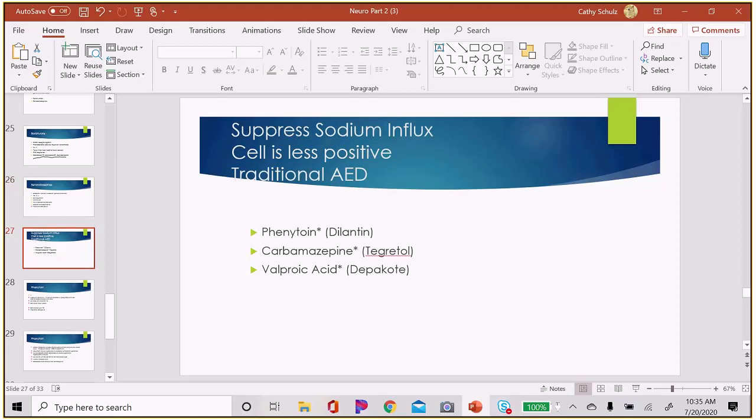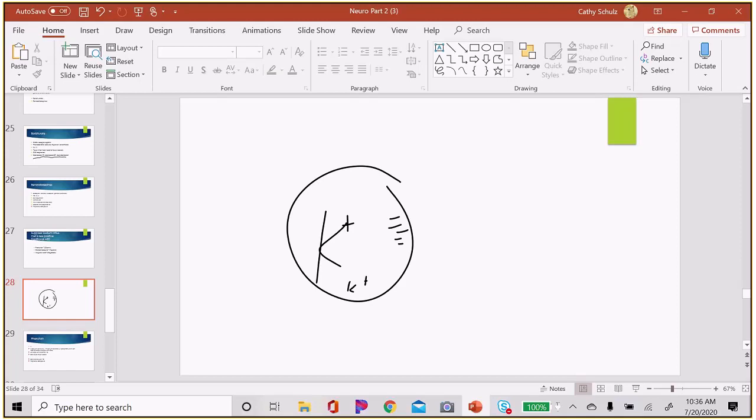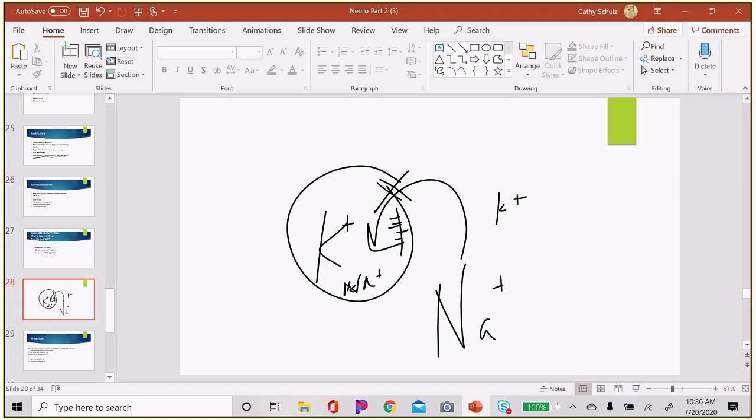The traditional anti-epileptic drugs are ones that suppress the influx of sodium. So we'll draw that picture again of the cell that's mostly negative and has a lot of potassium inside, and a little bit of sodium inside. There's a lot more sodium outside. In order to depolarize the cell, sodium has to go into the cell, which makes it more positive. If we block sodium's entry into the cell, then we cannot depolarize.